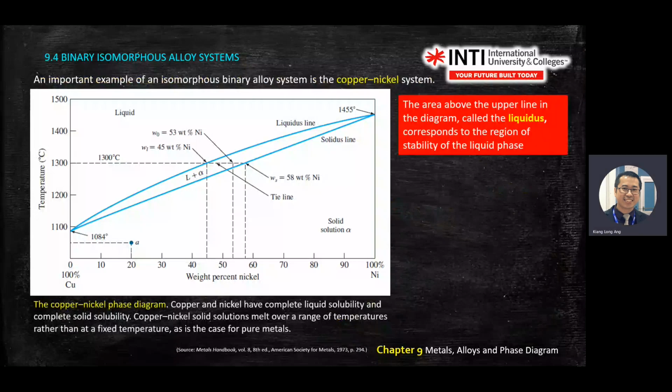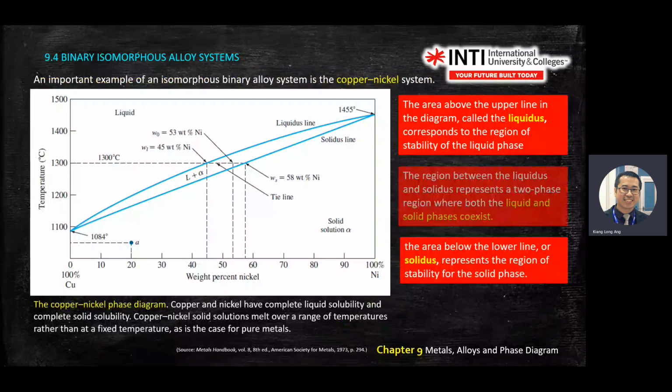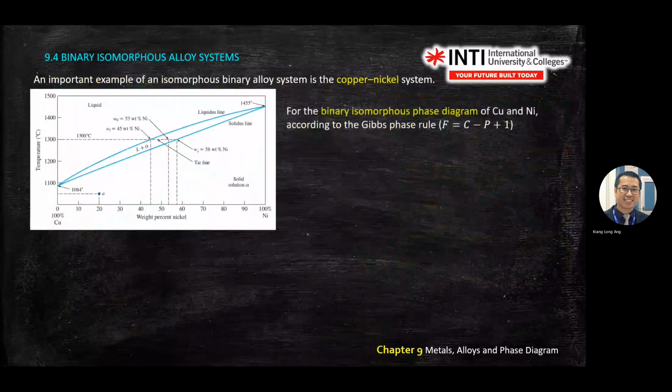So this one I already explained. On the top is liquid, on the bottom is solid. At this region, you have liquid and solid. So the solid here is solid solution alpha. Okay, again, you do the calculation using Gibbs rules. So you find the freedom, right? Freedom equals C minus P plus 1, right? So how many C? What is the C value? 2.